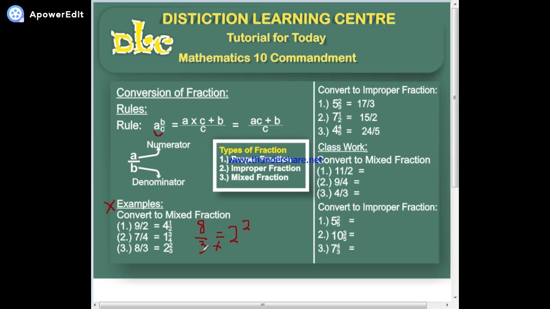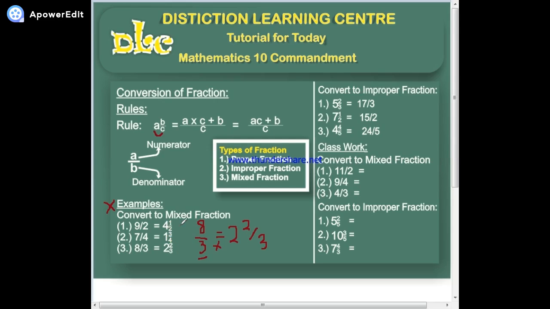That means 2 whole number 2 over the denominator, which is 3. To check: 3 times 2 is 6, and 6 plus 2 is 8, so 8 over 3. So our answer here is correct. Do you understand? So that is the first section of the example.